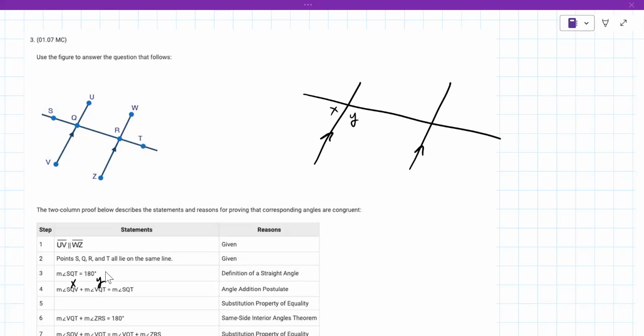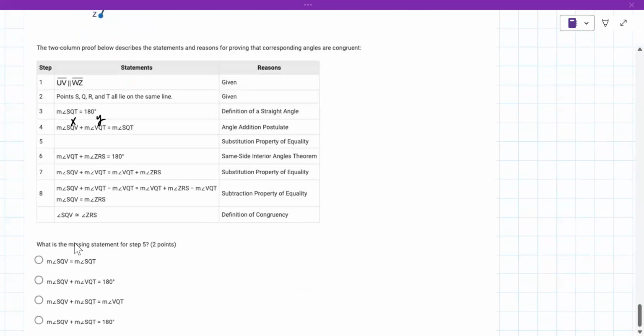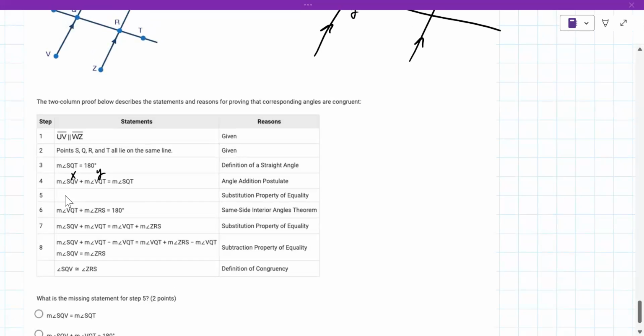Now the next one here says, oh, they're asking for what goes in there. Okay, substitution property of equality. So that's what they want. You kind of need to go down to the next line to see what it is. The measure of angle SQV plus the measure of angle VQT is one angle. So they're substituting this in here, so the right side equals 180. When they're substituting, they're literally replacing.